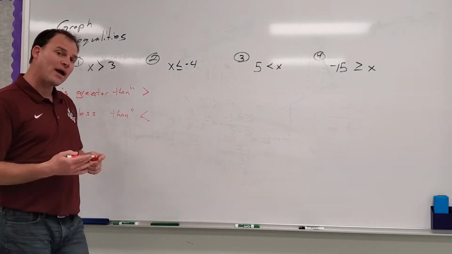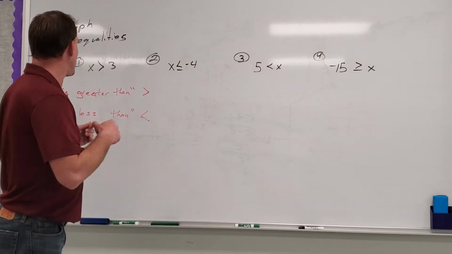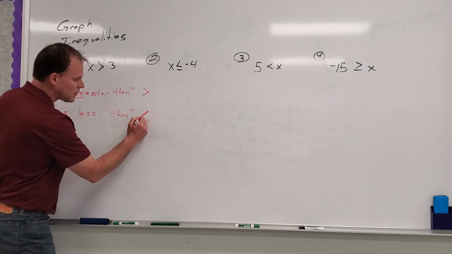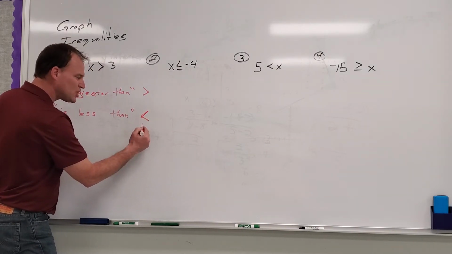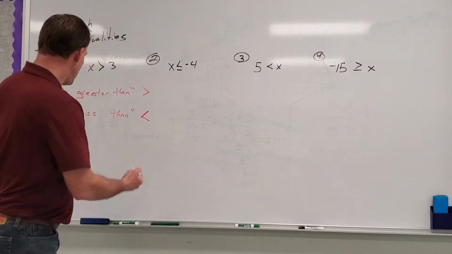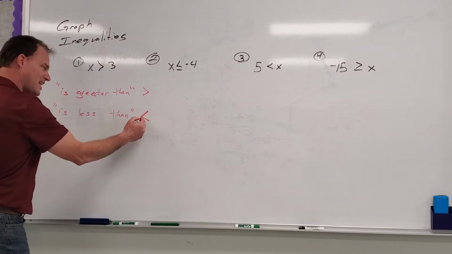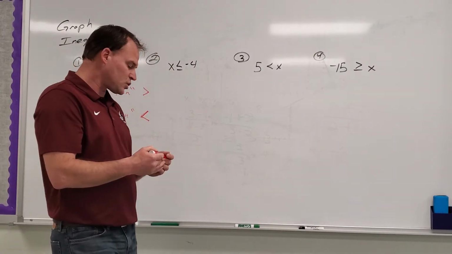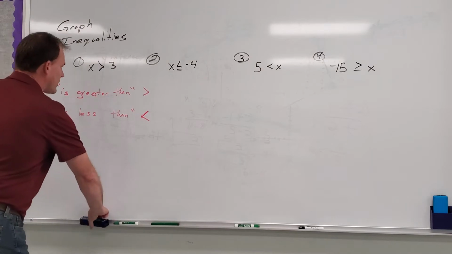The best way I remember when I was learning this, and the best way I teach it, the one that looks kind of like an L, kind of L-shaped, that one is the less than sign, okay? It's less than, kind of looks like an L. That's the less than sign. The other one's a greater than sign. So write that in your notes because I'm about to erase it.